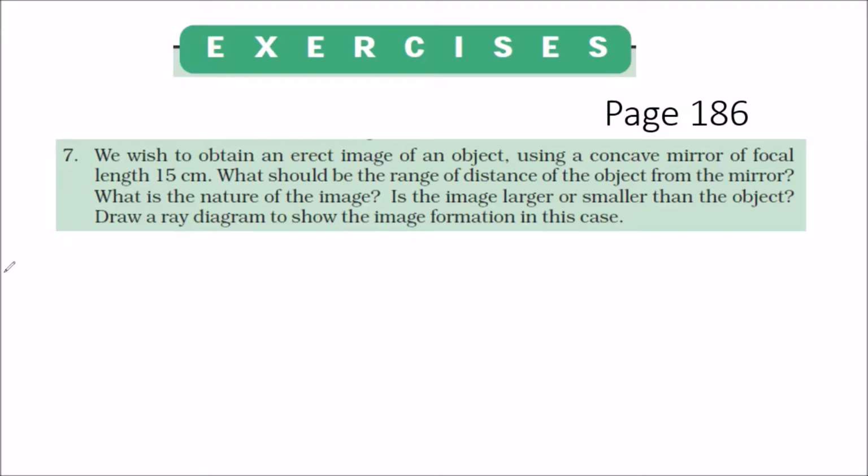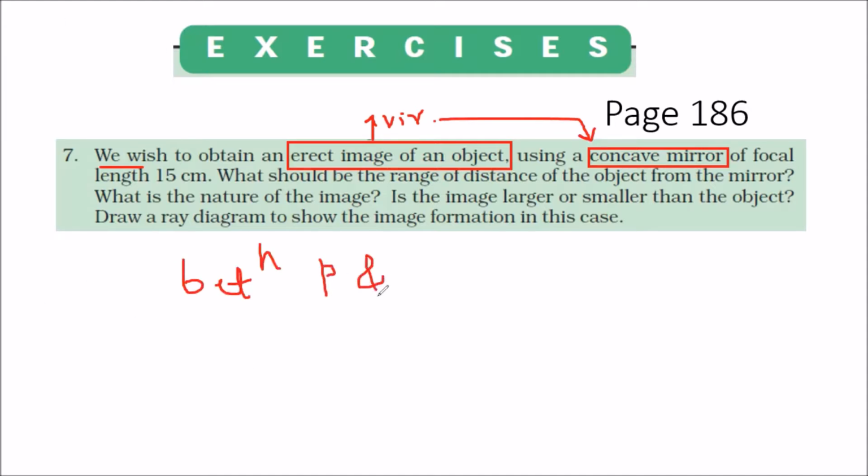So first thing, as I told you, is reading the question carefully. It goes like this: we wish to obtain an erect image of an object. From this only we should get an idea. We want to obtain an erect image of an object, which means a virtual image, and it says using a concave mirror. So when we talk about a concave mirror and a virtual image, there is only one situation, that is when the object is between pole and focus. Half of our question is done.